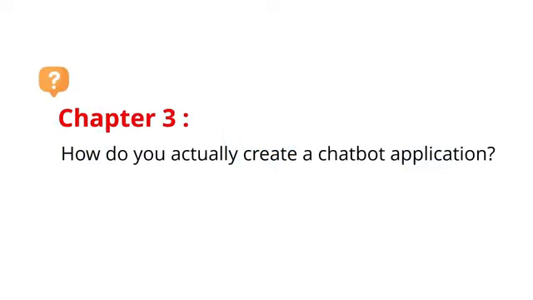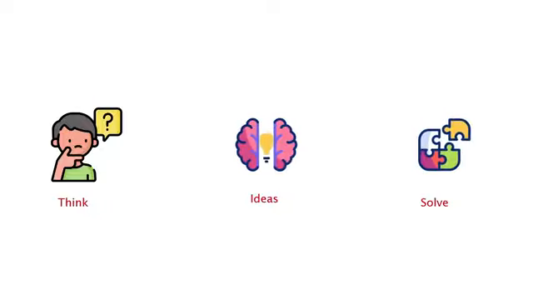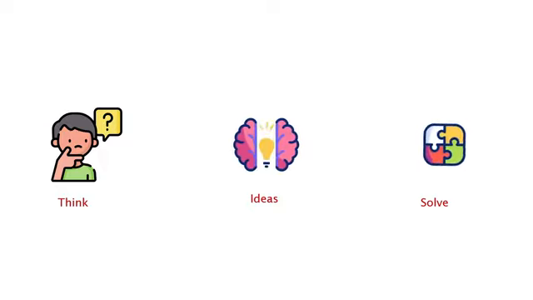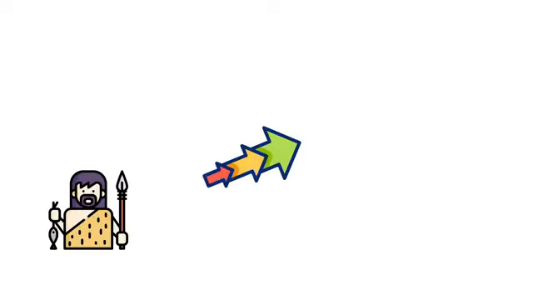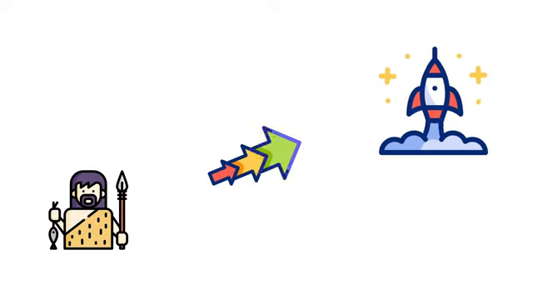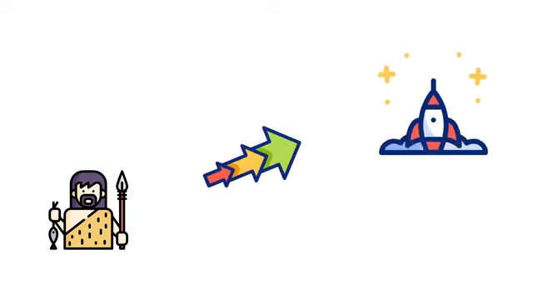How do you actually create a chatbot application? Think about it. What's the most important skill that humans have? It's their ability to think, generate ideas, solve problems step by step, and adapt as they go. This is how humanity has evolved from the Stone Age to creating advanced technologies, like rockets or artificial intelligence. It's the same mindset we will use to build our chatbot.